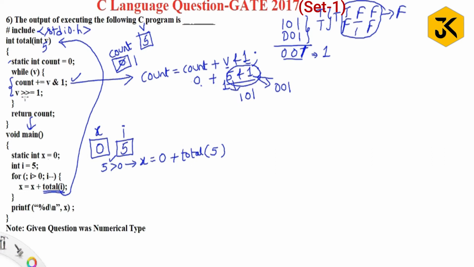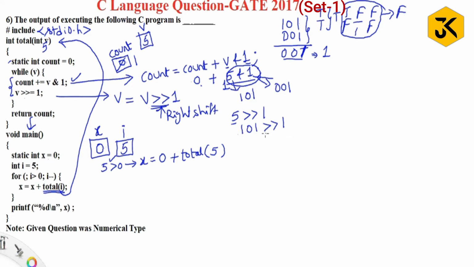Next, v right arrow brackets equal to 1. This I can write like v equal to v greater-than-greater-than 1. The meaning of this one is the right shift operator. We can call it the right shift operator. So the right shift of v, which is 5. The binary of 5 is 101. We can represent 5 as 101.